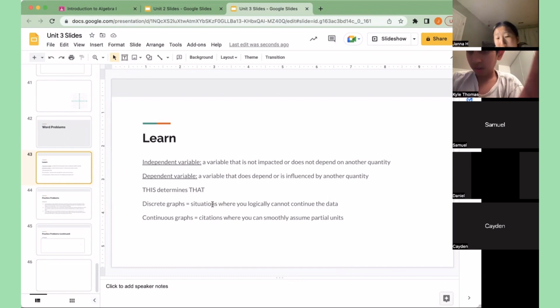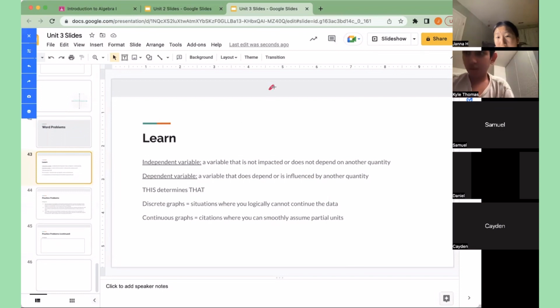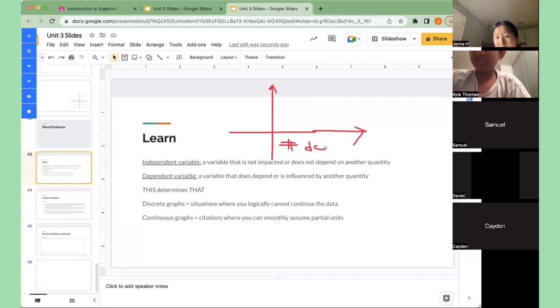Discrete graphs are situations where you logically cannot continue the data. So if I had my graph here, and the x-axis was the number of dogs washed, and the y-axis was the amount of money I made because I'm a dog washer now.